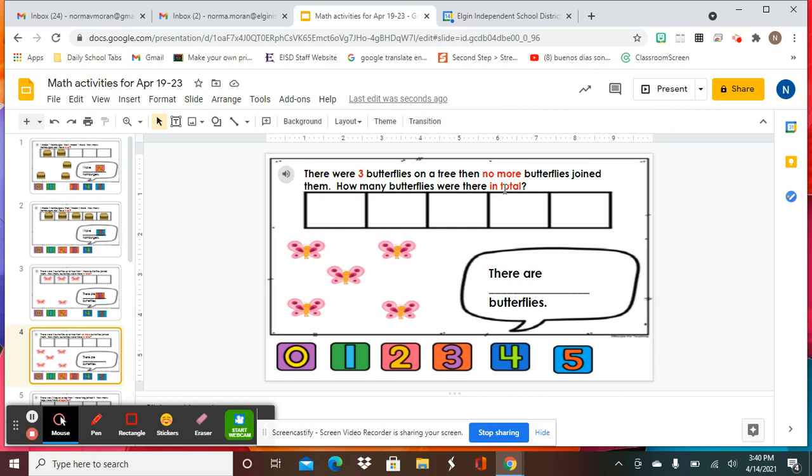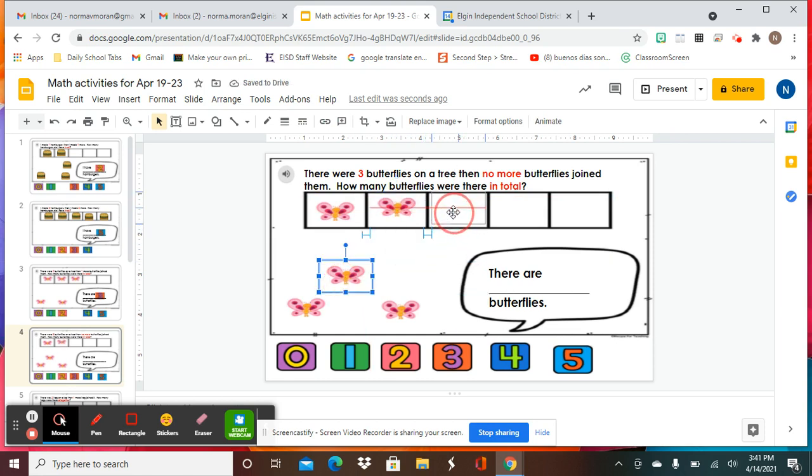Okay? So I'm going to read the word problem one more time, but this time I'm going to start moving those butterflies up, okay, to the 5 frame. There were 3 butterflies on a tree. So there's 3 butterflies. So we're going to say 1, 2, and 3. So there were 3 butterflies on a tree. Then no more butterflies joined them.